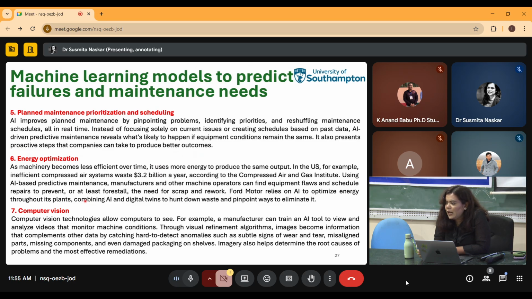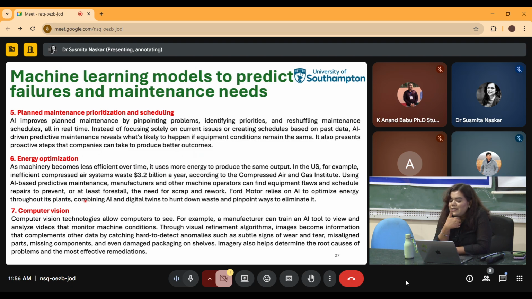And then another one is computer vision. So computer vision allows the AI to see and analyze the machine condition. Manufacturers or engineers can train the AI system to process video footage or to detect subtle anomalies that might otherwise be missed by any human, such as signs of wear and tear, misalignment of some parts, or even damaged packaging. Those kinds of things can be caught by using this AI predictive maintenance. And these visual insights complement the other data, helping the companies to identify the root causes, and that can also help to take the most effective corrective actions, right?